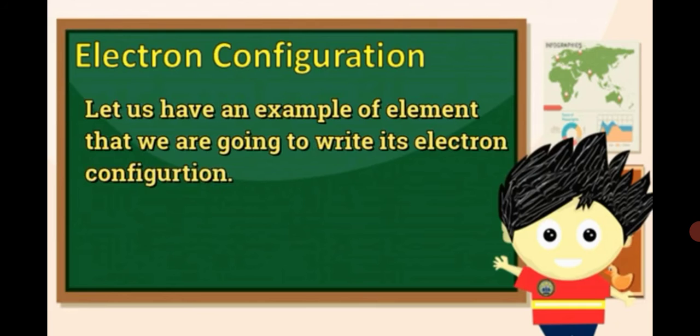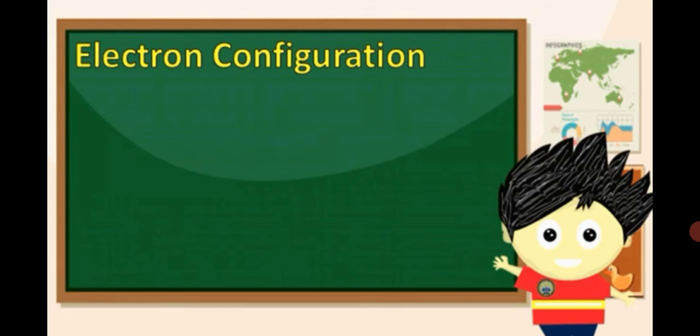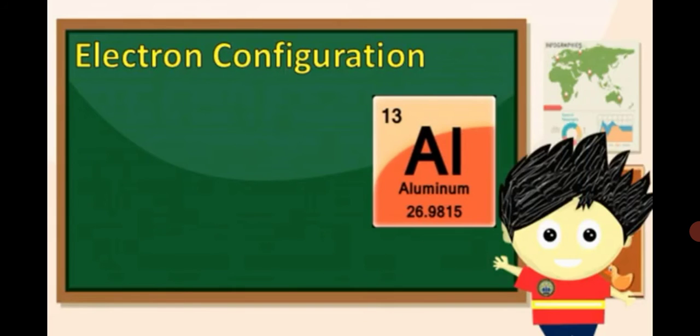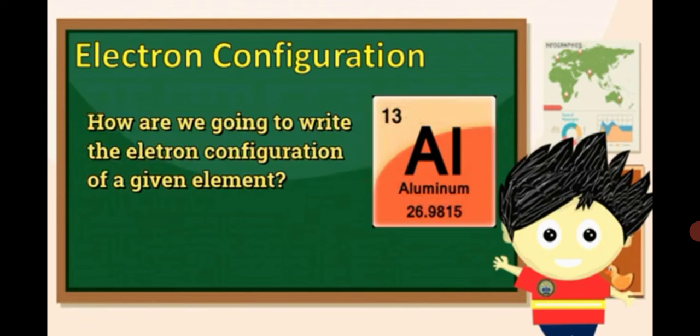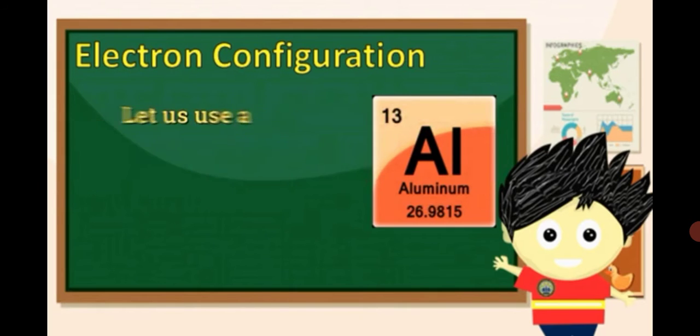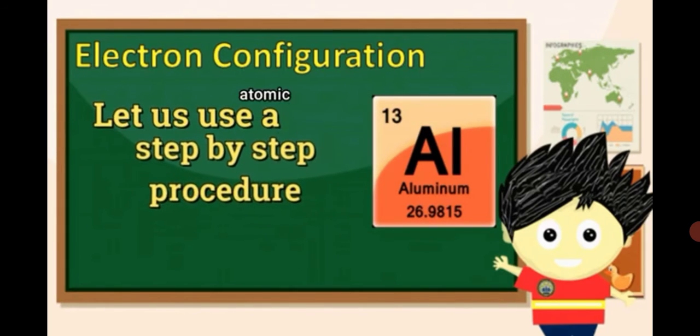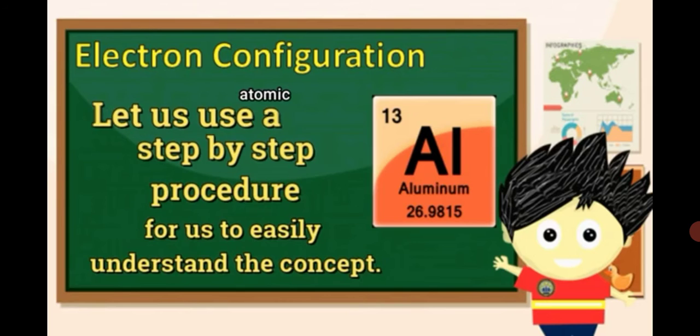Magbigay tayo ng halimbawa ng isang element na isusulat natin ang electron configuration nito. Halimbawa, subukan nating isulat ang electron configuration ng element na aluminum. Ito ay may element symbol na Al. Ngunit, paano nga ba natin isinusulat sa tamang paraan ang electron configuration ng isang element? Gamitan natin ng step-by-step procedure upang mas madali nating maunawaan ito.